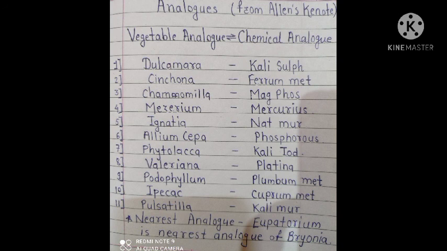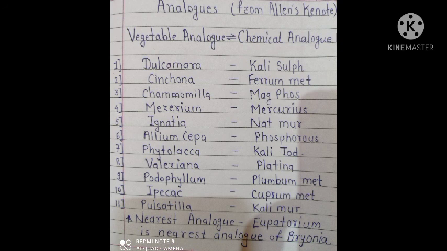So let's start with the analogues, and it is taken from Allen's Keynotes. There are vegetable analogues and chemical analogues of some medicines which are given in Allen's Keynotes. So we will read it. Dulcamara has the chemical analogue of Kali sulph.